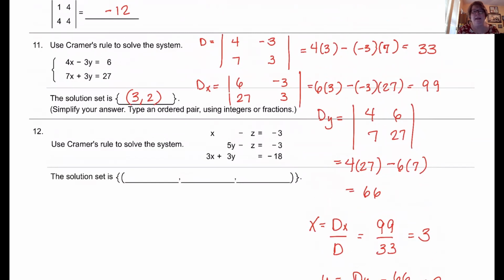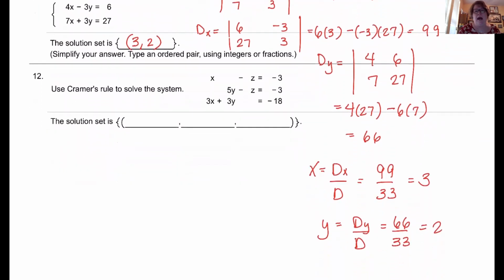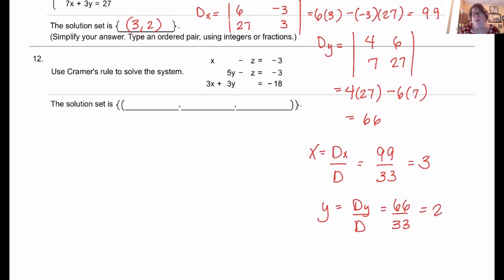All right, now let's solve the last problem on the review, problem 12, using Cramer's rule. So now I need to find 4 determinants, and I am going to let my calculator help me with this. 3 by 3 determinants are really not too terribly difficult to do by hand, but there's lots of places to make sign errors. So I'm probably better off letting my calculator do this for me.